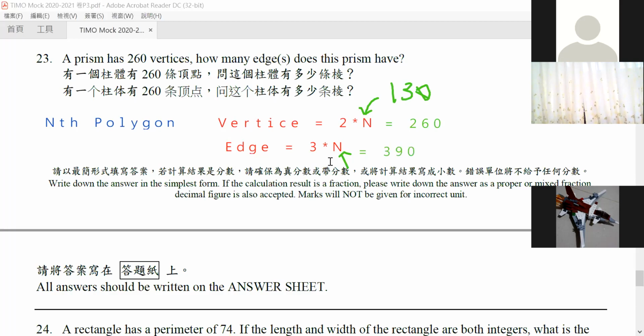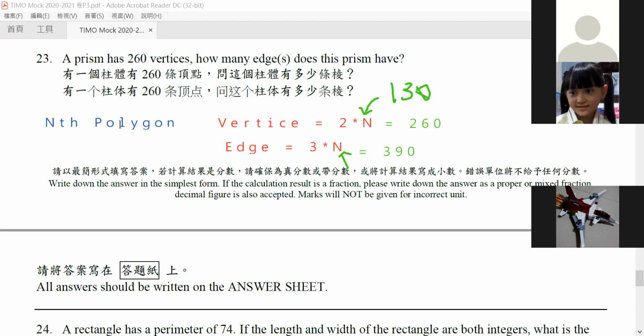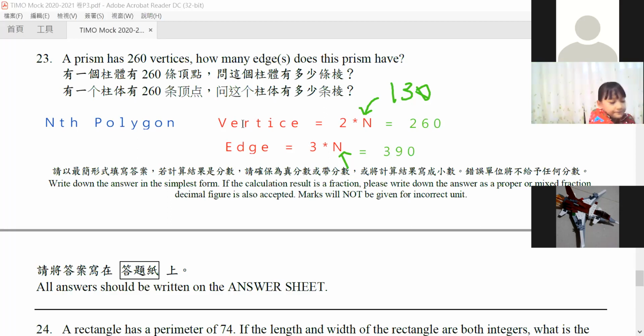You can say that, but I prefer you to solve it, because we need to know that for a prism with an n-sided polygon as its base, the vertices equal 2 times n and the edges equal 3 times n. By solving this equation, we know that n is 130, hence the edges must be 3 times that, which is 390. This is question 23. Okay, let's go to the next question.